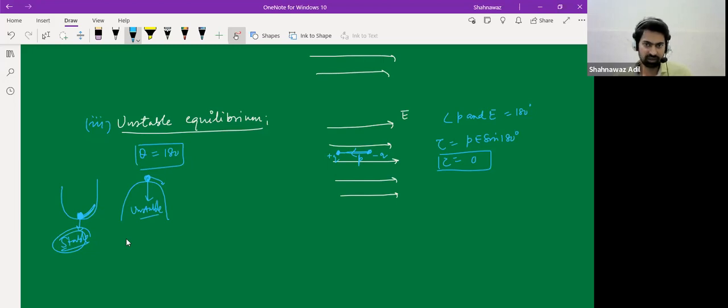Sir, yes, sir, can you explain this diagram again? Yes, sir.